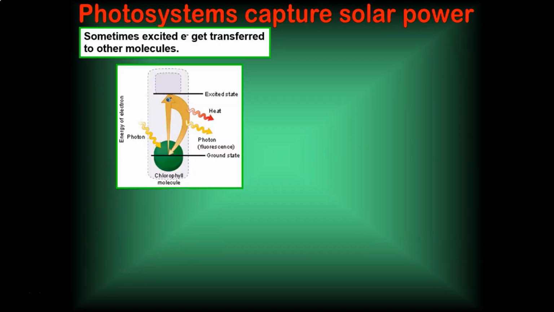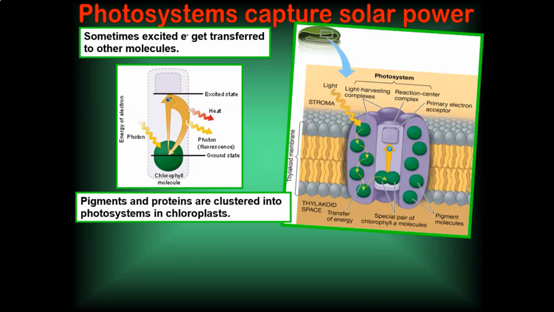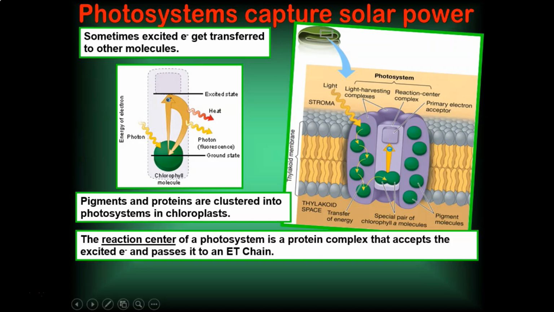So sometimes excited electrons will get transferred to other molecules. Pigments and proteins are clustered into photosystems in chloroplasts, and these things are awesome. As you can see, the green membrane here is just like last chapter, remember the inner membrane of the mitochondrion, the cristae, which line the matrix. Look at this. These green discs look like pancakes, but they're actually folded sacs, and all these folds allow this thylakoid membrane to have a whole lot of surface area. And look what's inside a lot of this membrane: these photosystems.